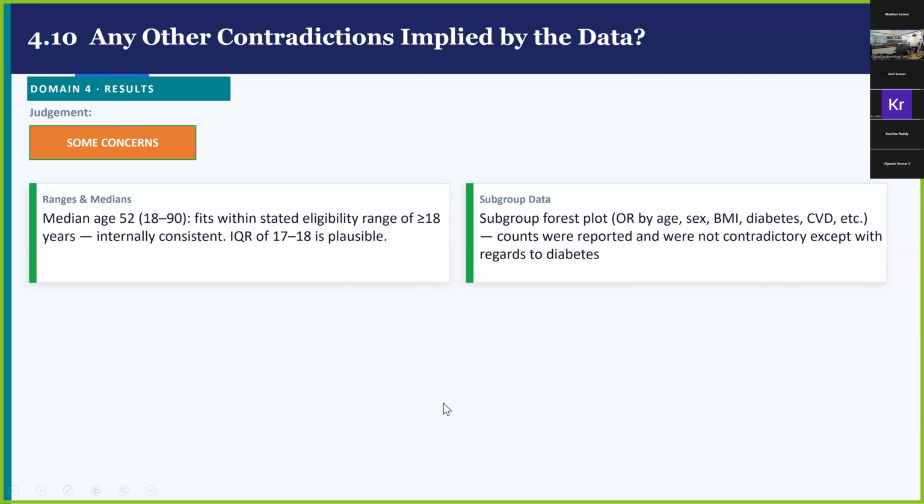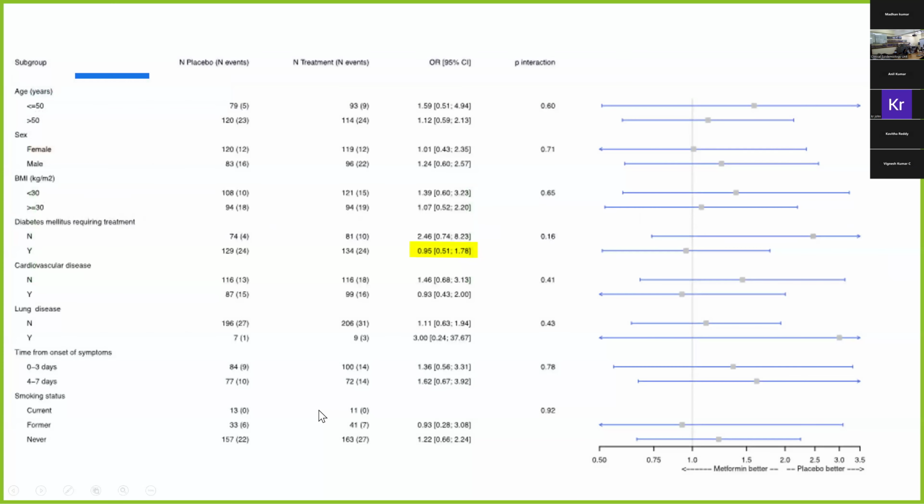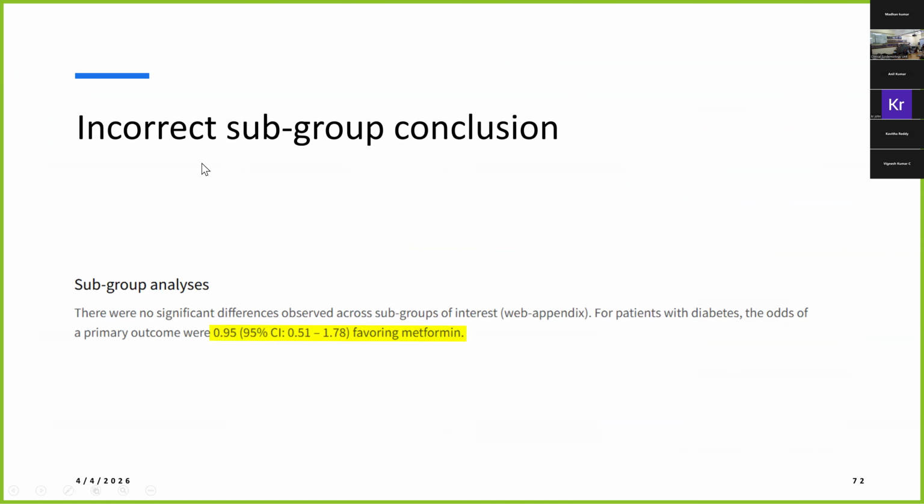And the 10th question involves finding out whether there are any other contraindications that are implied by the data. Here again, we have some concerns because in one subgroup analysis that they had done, the odds ratio of the primary outcome for those with diabetes mellitus was given as 0.95 with a confidence interval of 0.51 to 1.78, which meant that it was not significant. But in the study text per se, the authors had concluded that for patients with diabetes, the odds of the primary outcome was less, with the 0.95 favoring metformin, which we found was not correct.